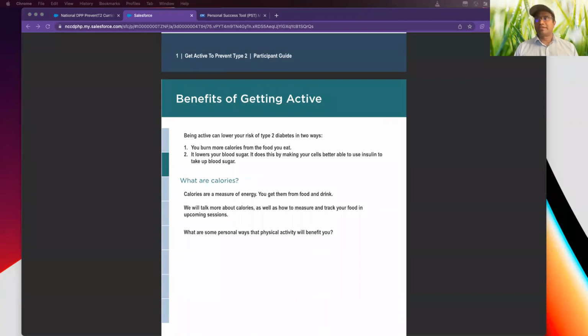So why do we want to get active? Basically, we want to get active because being active lowers your risk of type 2 diabetes in 2 ways. One is you burn more calories from the food that you eat. And second, it lowers your blood sugar. It does that by making your cells able to use insulin to take up blood sugar.